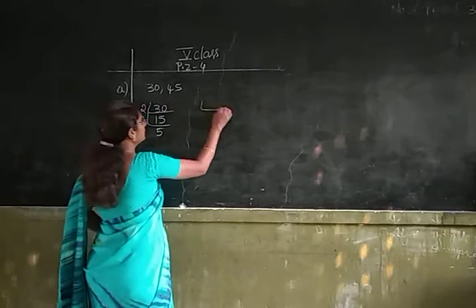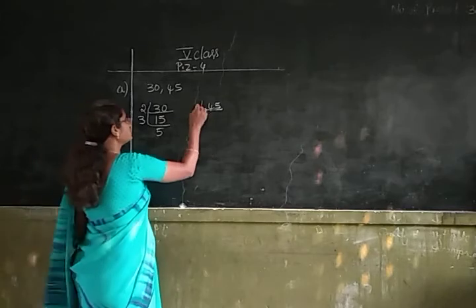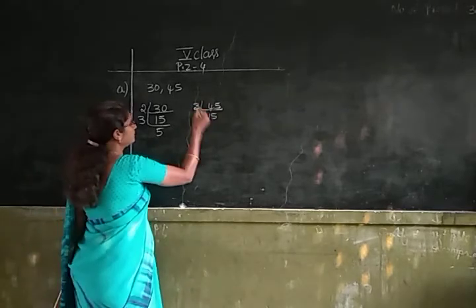Now let us find out the prime factors of 45. 45 is in the 3 table. 3 goes in 45 15 times.